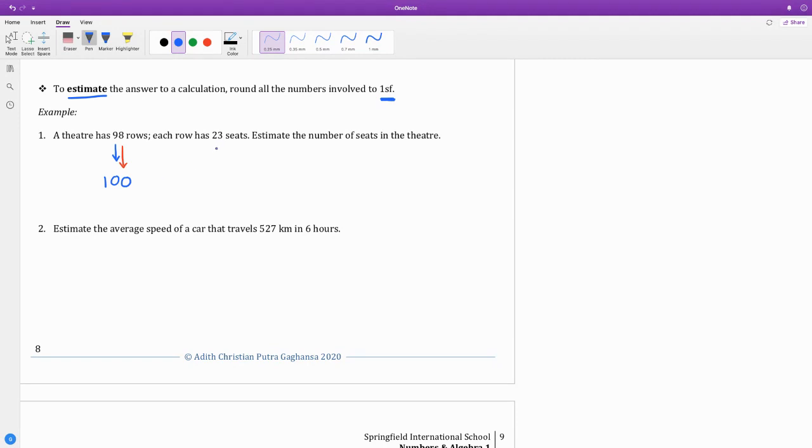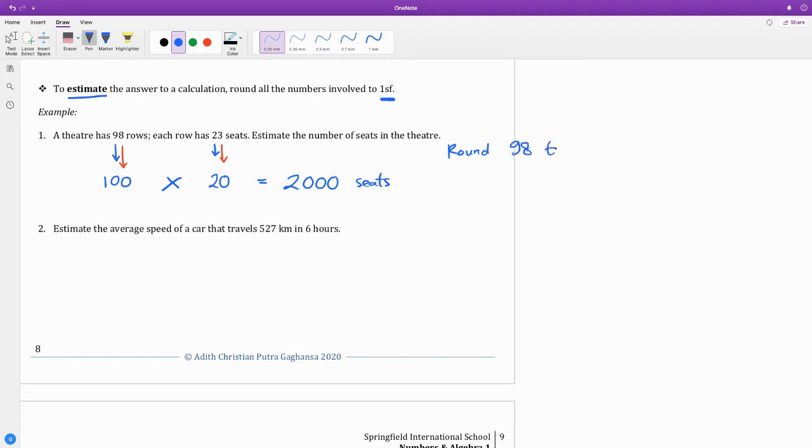Each row has 23. So we need to round this 23. The next digit is 3. Therefore, we need to round it to 20. We keep the 2. Now, to estimate the number of seats, we need to multiply. Therefore, 100 times 20 equals 2,000 seats. That's the answer.